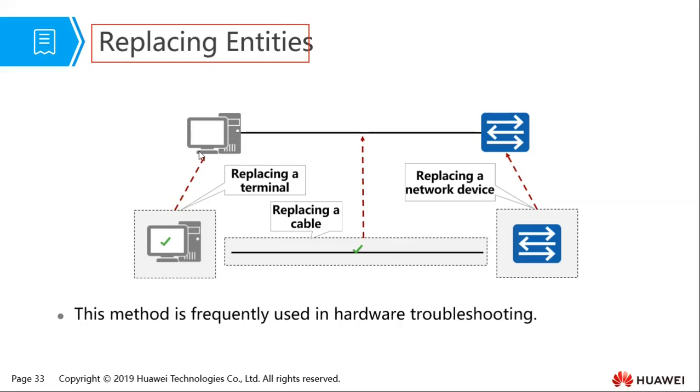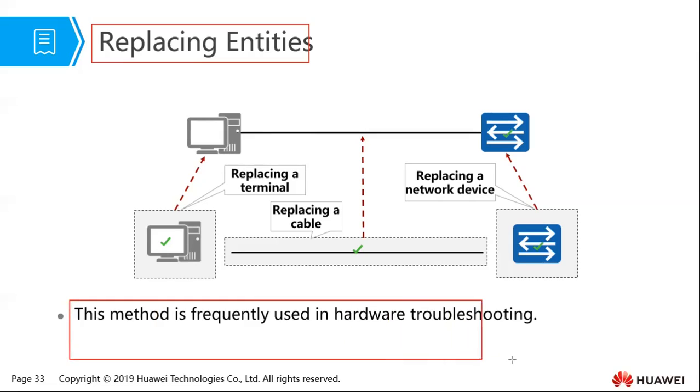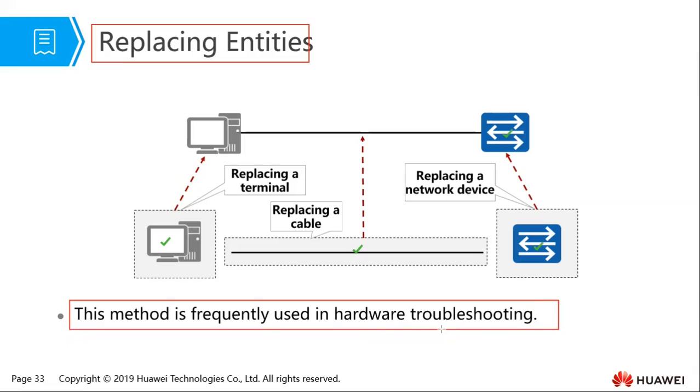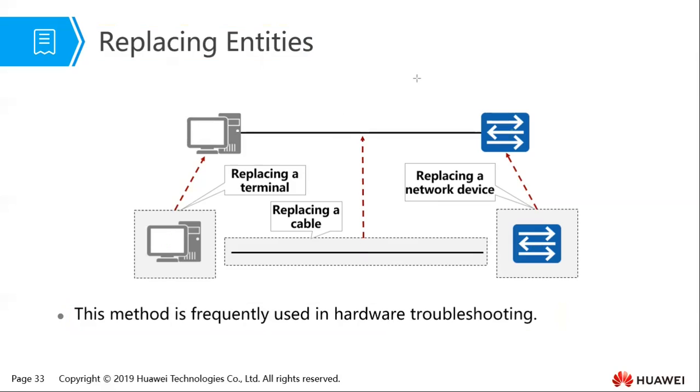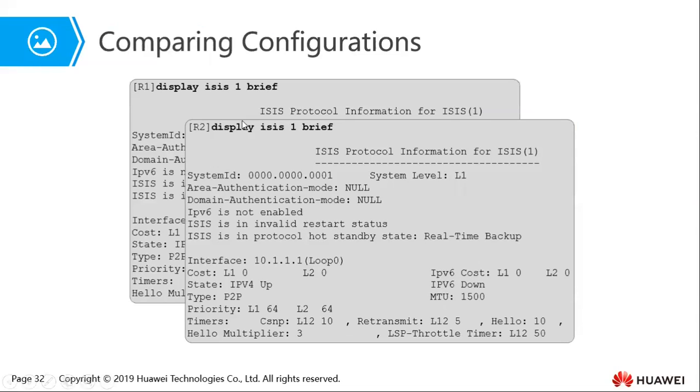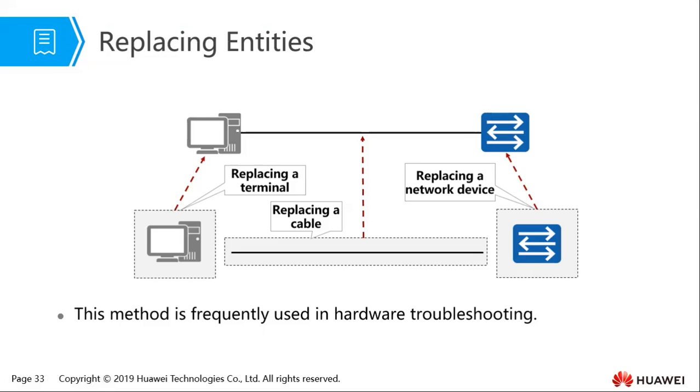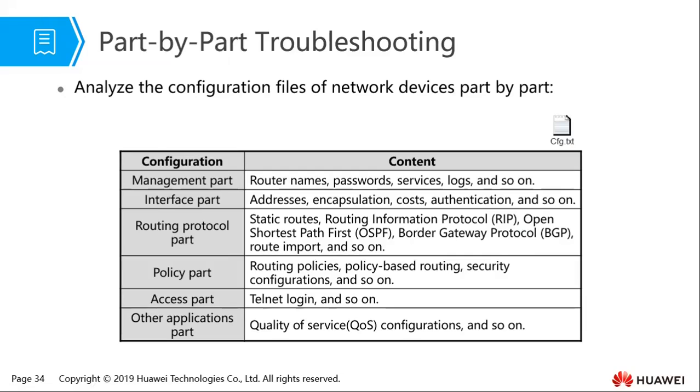So you might also replace. Simply connect a laptop, for example, on this cable and see: when you connect the laptop, are you able to access whatever you want? You can also replace the networking devices, like the switches and routers. So really, this is one of the ways of troubleshooting. This method is commonly used in hardware troubleshooting. In software troubleshooting, most of the time we use comparison. We compare configurations, for example. But in hardware, most of the time we swap with known good working entities.